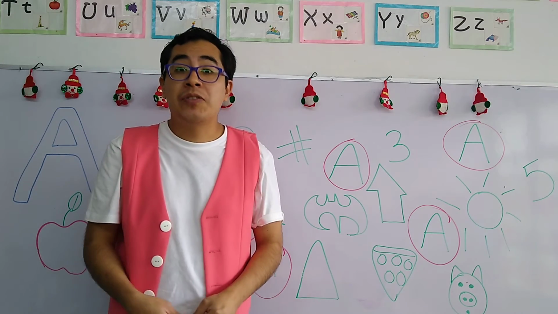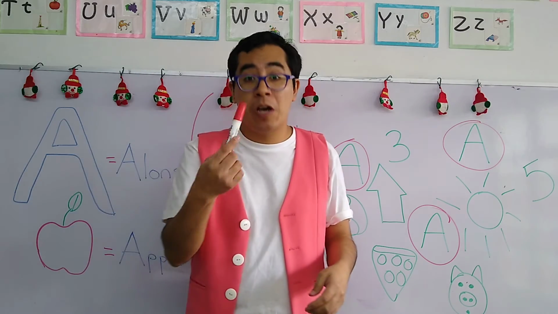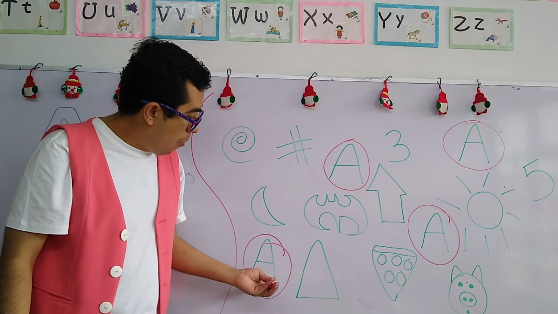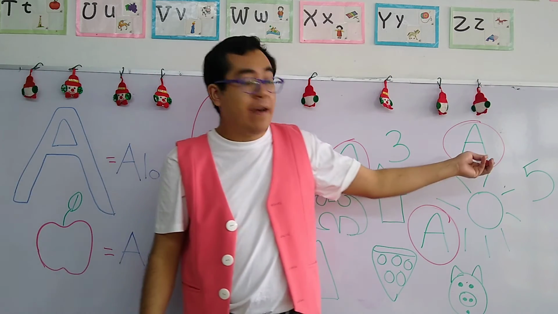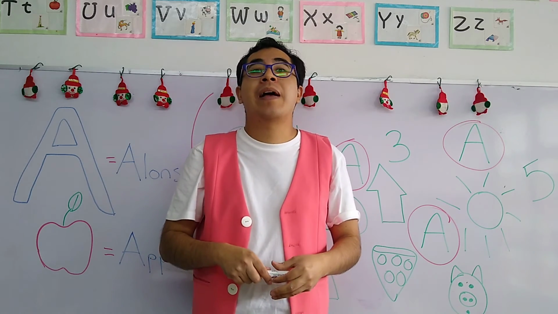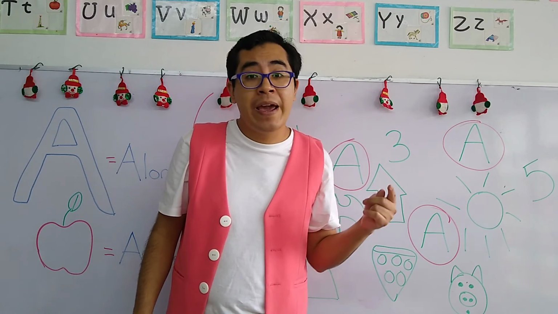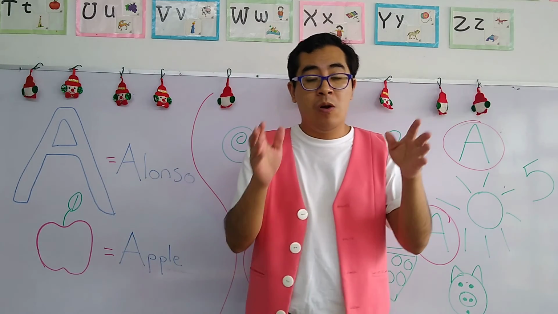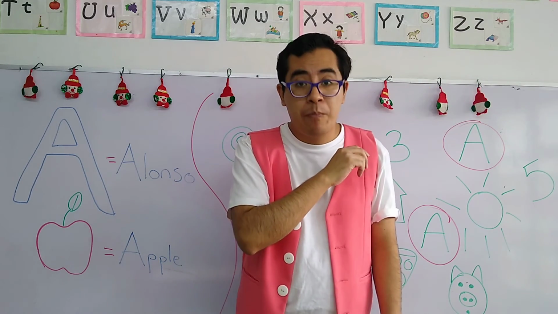Ahora, now let's count how many are they. Vamos a ver cuántas son. Please again help the teacher count. 1, 2, 3, and 4. We have 4 capital A's. And before we go, don't forget the capital A is for Alonso, which is one of our students, and Apple.